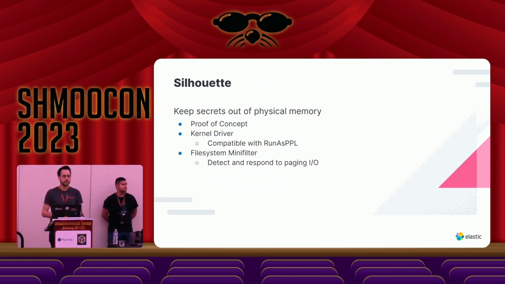We created a tool called Silhouette. It's a kernel driver that detects changes to LSASS's working set, flushing it in response. Because it's a kernel driver, it's compatible with RunAsPPL. It doesn't have to deal with any of those PPL protections. It includes a file system mini filter to detect paging I/O, so it can quickly reflush the pages after they've been brought resident.